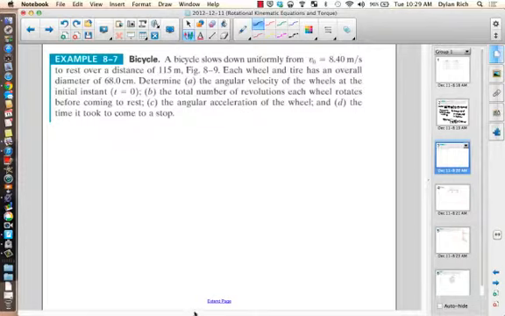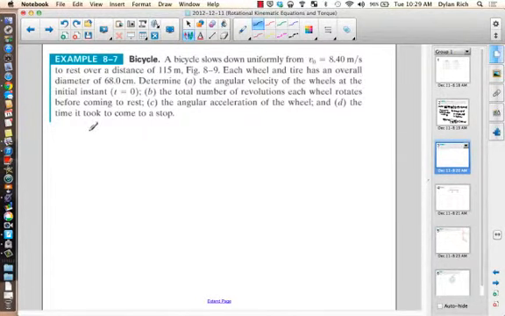So let's try this one. A bicycle wheel slows down uniformly from 8.4 meters per second. Now, what are they giving me here? The linear velocity of the wheel, to rest over a distance of 115 meters. Each wheel of the tire has an overall diameter of 68 centimeters. A, determine the angular velocity of the wheels at the initial instant. B, the total number of revolutions the wheel rotates before coming to rest. C, the angular acceleration of the wheel. D, the time it took to come to a stop. Okay.